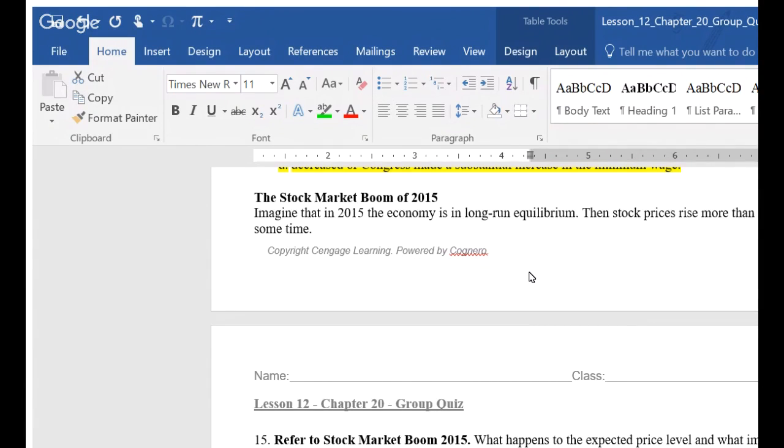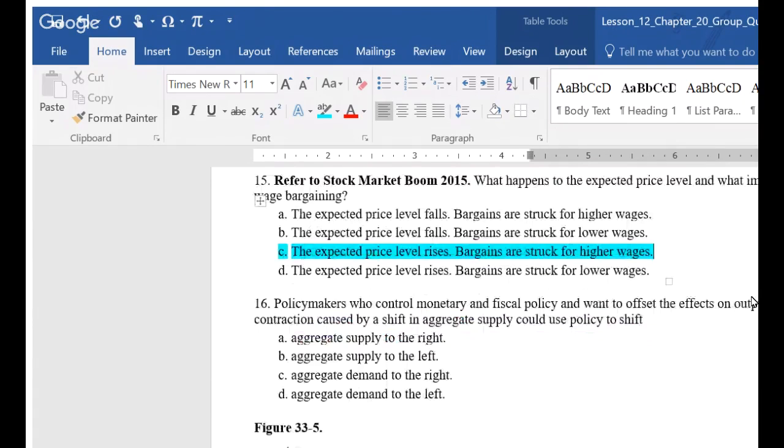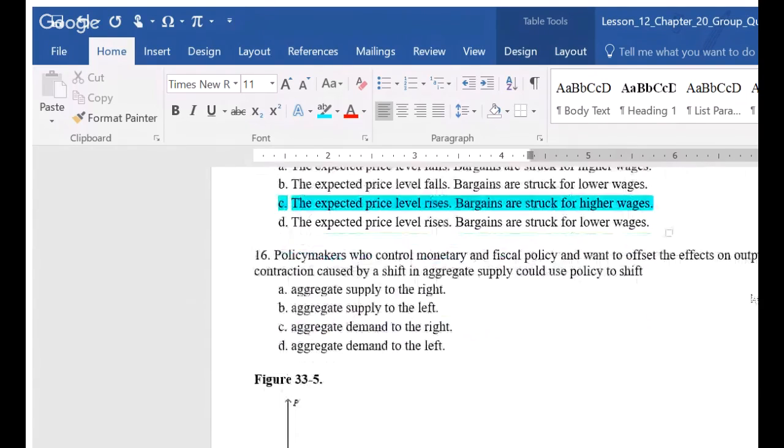Okay, I'll make it simple. At 16, I got a question mark, so I'll be no help. Let's see, the effects of a shift in aggregate supply.